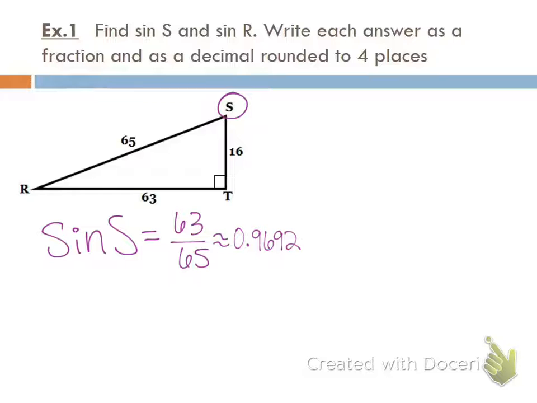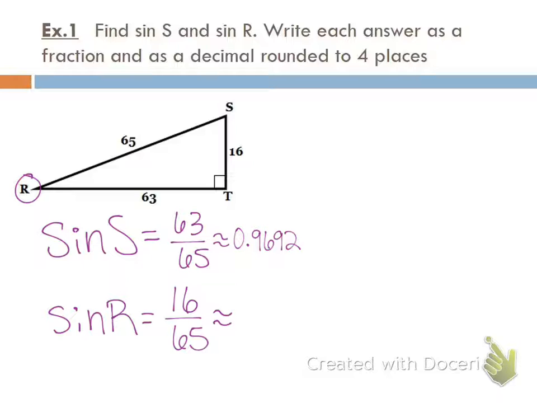Okay, and that's all we need to do for that one. And then we have to switch our reference angle. Now they're wanting us to find the sine of angle R. So the side that is opposite angle R over the hypotenuse is 65. I don't think that one will reduce, so we need it as a decimal. 0.2461.